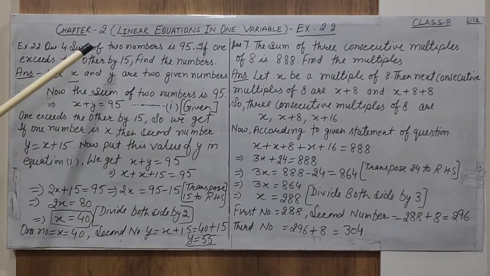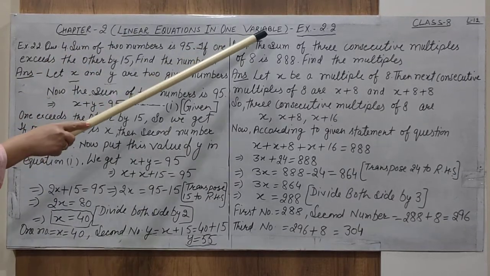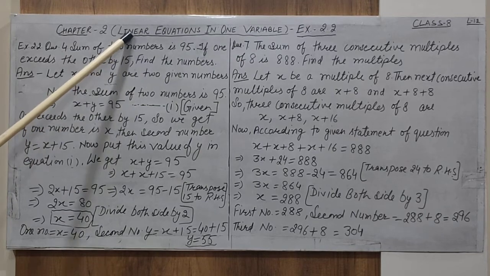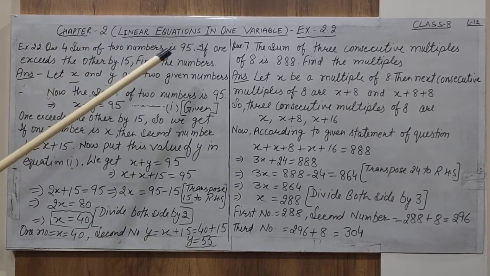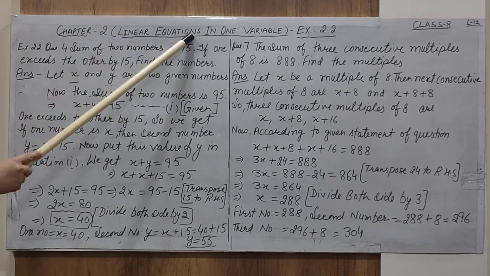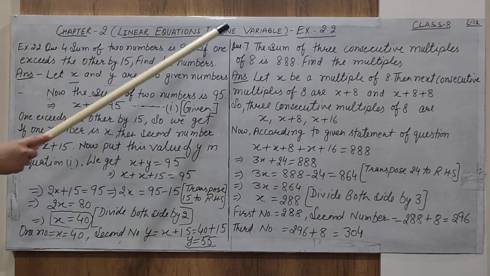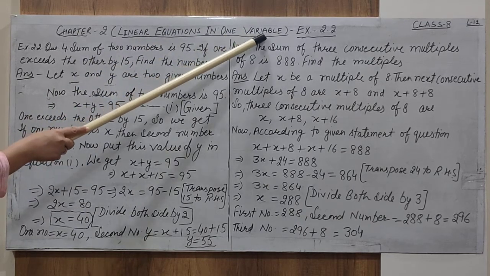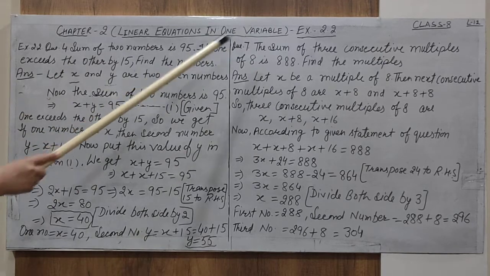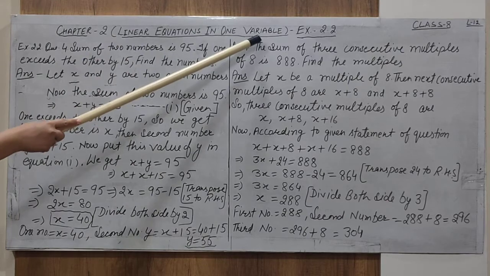You have very well understood the meaning of chapter 2, that is linear equations in one variable. A linear equation is an equation in which a variable and a constant are used, and the equation is of one power. In one variable, what does it mean by one variable? It means only either x or y or z, only one variable is used. So, linear equation in one variable.